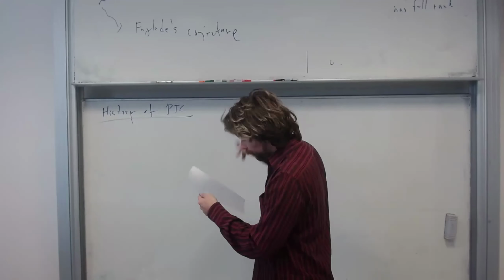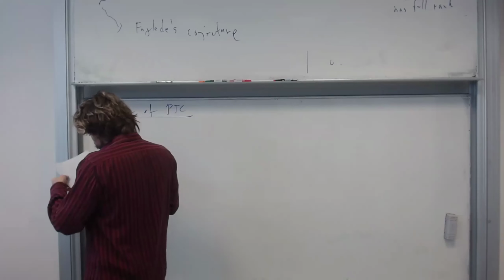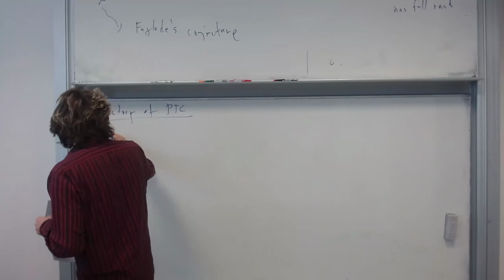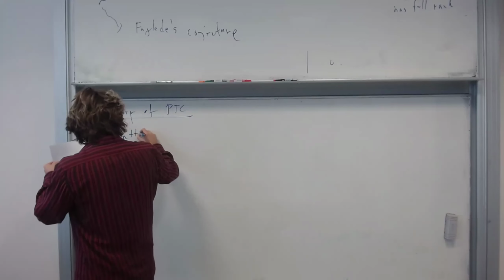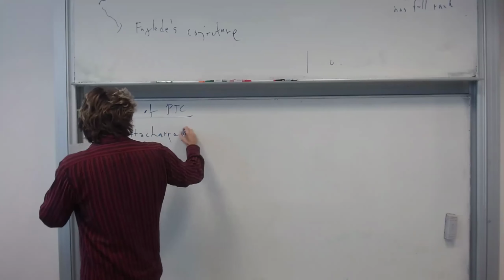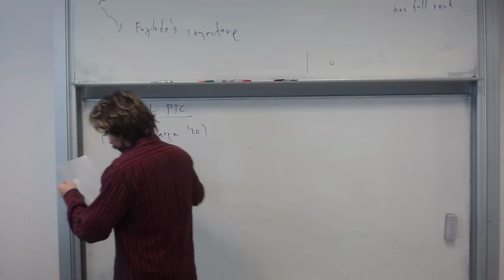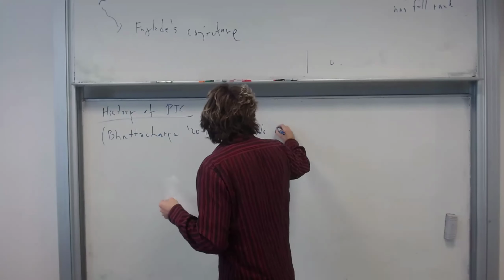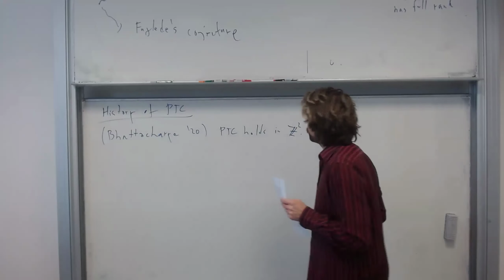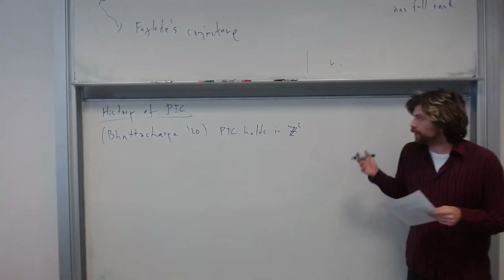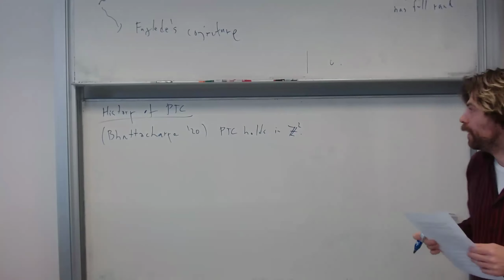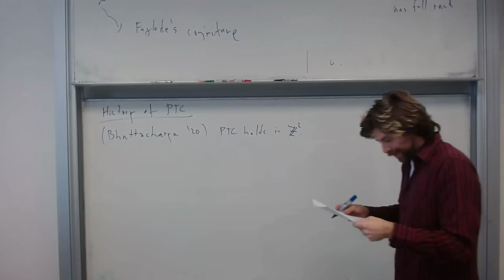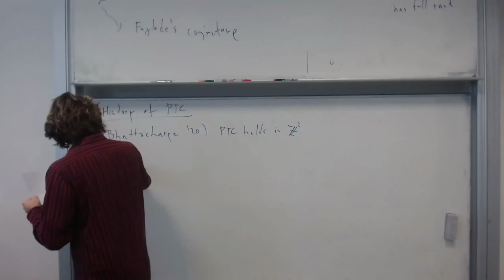So as I said, Newman proved it in dimension 1 in '77, and then in 2020, Bhattacharya proved that PTC holds in Z square. It was actually relatively recently, and it's basically the only positive result. And then there were 2 very big negative results.